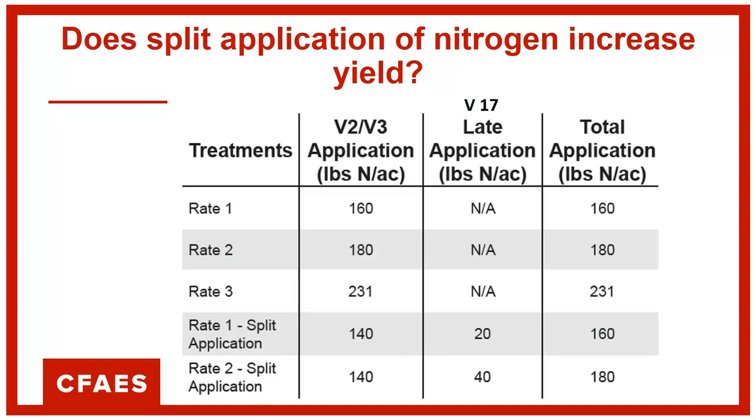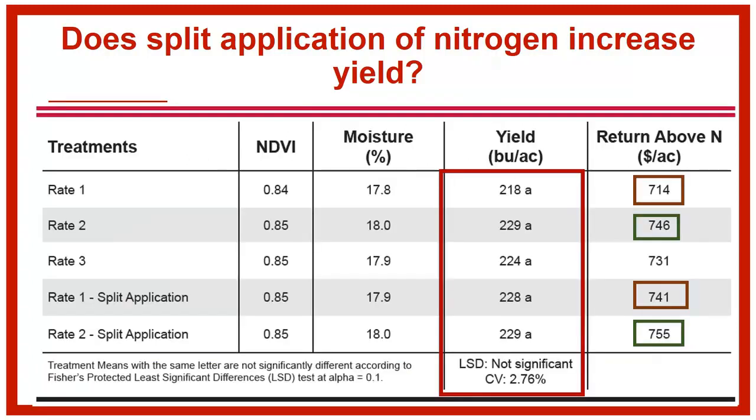Rates that were put on were 160, 180, and 230 pounds of nitrogen at that V2, V3. And then when we split it, we did 140 early and then came back with 20 and 40. So 160 and 180 pounds coming back late application. What do we start seeing on the yield and the return on investment? Across all those nitrogen rates, we didn't see a difference in corn yield. 218 to 229 bushels. Fairly close, didn't see a change in yield.